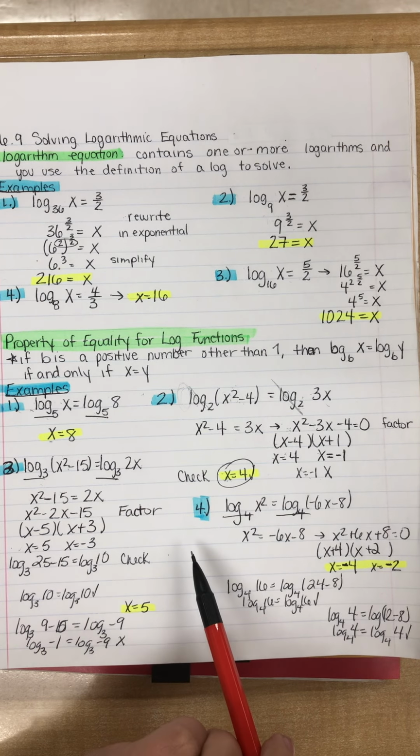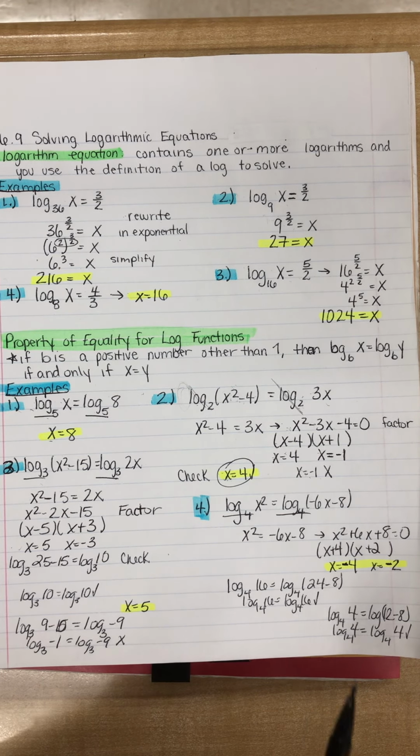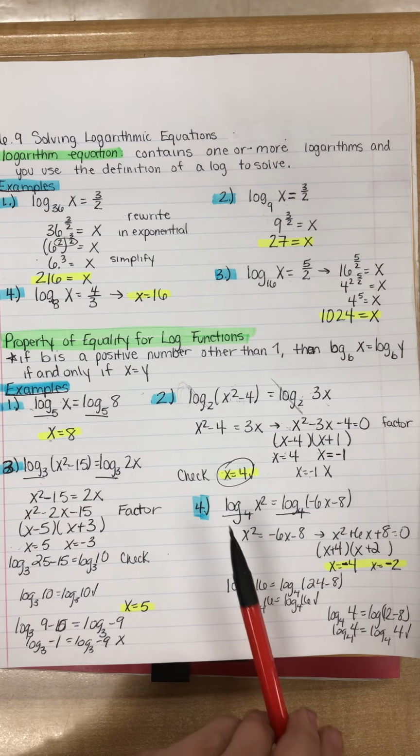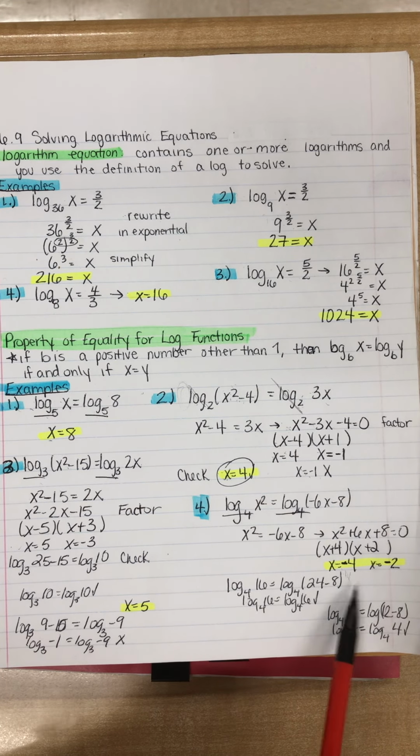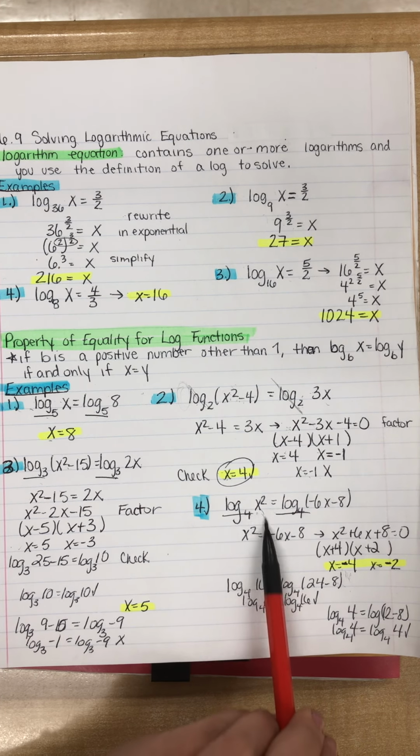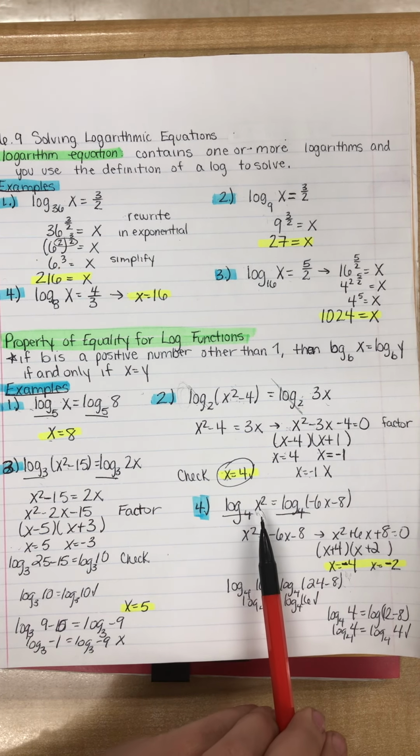4th one and last one. This is the one that tricks people the most because the answers are both negative. Again, set up the same. Just because you get 2 negative answers does not mean they're both wrong. When you plug them back in, when you square something, it makes it positive, okay? So pay attention to it.